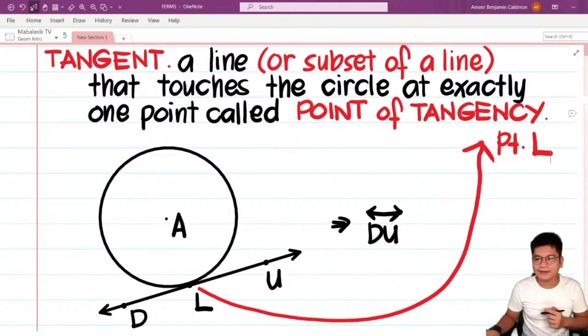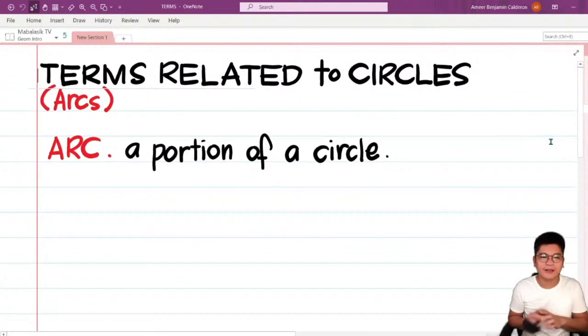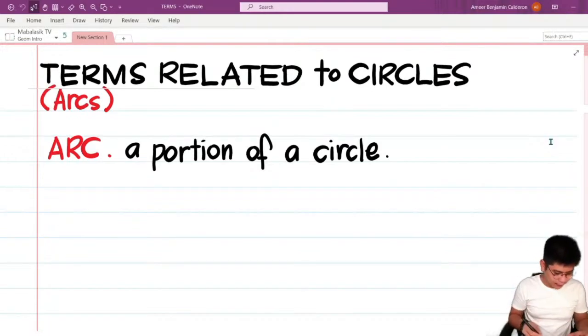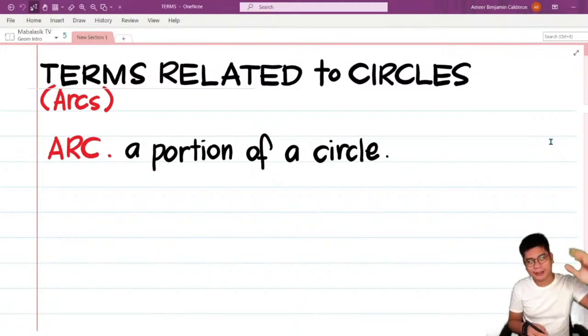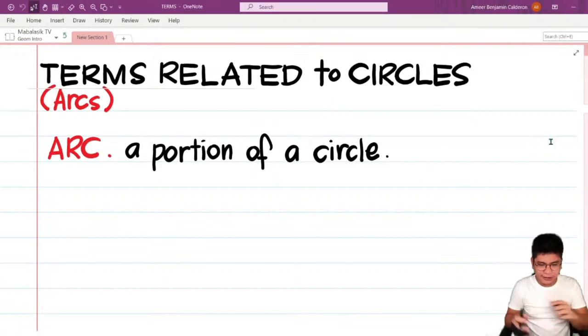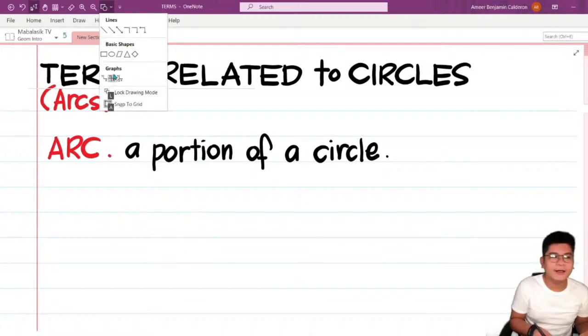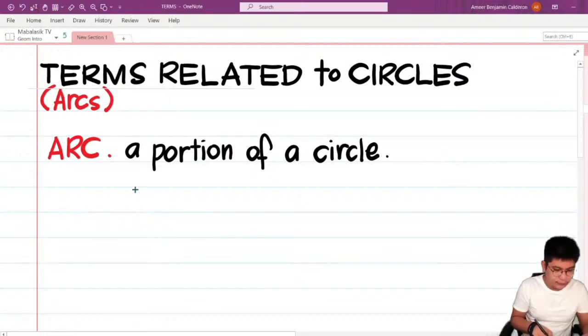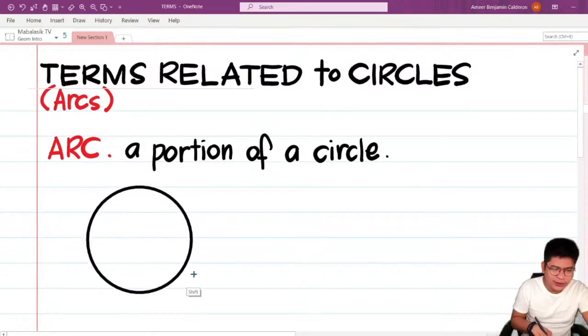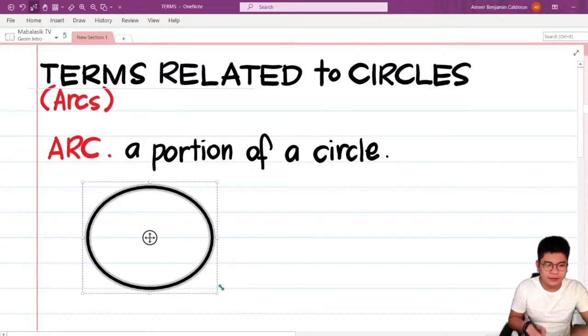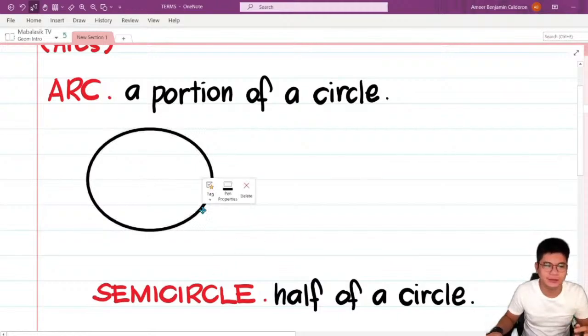Let's go to our next terms related to circles. We have arcs. What is an arc? So an arc is a portion of a circle. Portion, kapirasong bilog. Actually, hindi kapiraso, pwedeng malaki. Pero basta parte siya ng bilog. So, we will draw a circle. Actually, we'll draw 3 circles.